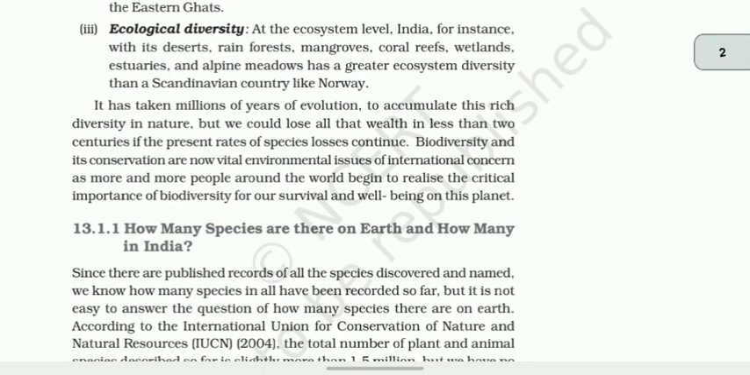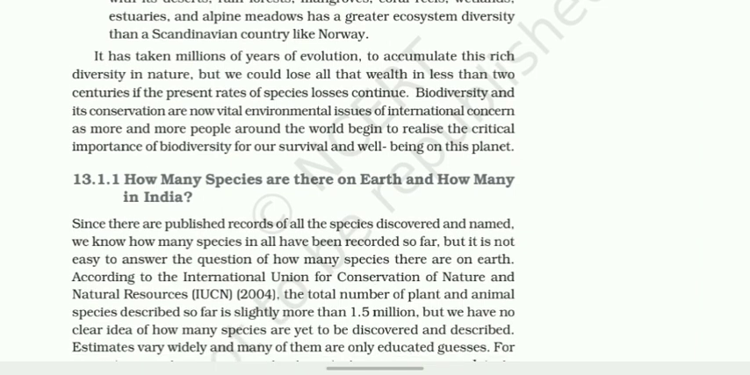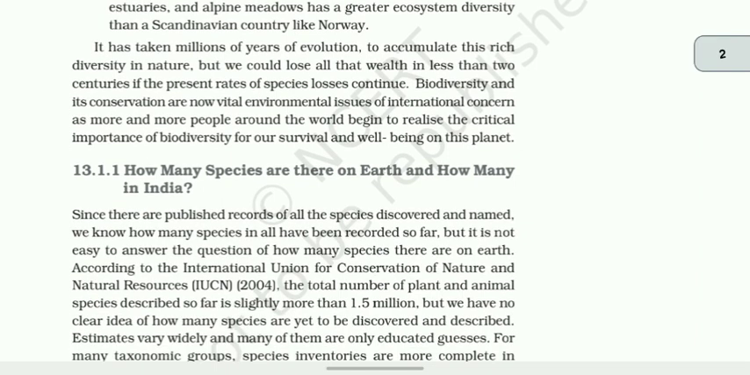It has taken millions of years of evolution to accumulate this rich diversity in nature. But we could lose all that wealth in less than 2 centuries if the present rates of species losses continue. Biodiversity and its conservation are now vital environmental issues of international concern, as more and more people around the world begin to realize the critical importance of biodiversity for our survival and well-being on this planet.